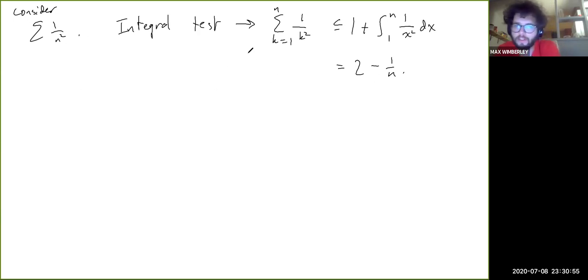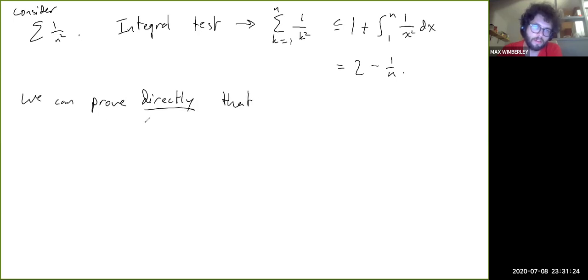Now what I want to point out to you is that, okay, maybe we used the integral test to find this bound. But now that we have the bound, it doesn't matter that we got it by using the integral test, right? The integral test in this case can function purely as a heuristic. And now that you have this bound, you can actually prove this bound directly, okay? So we can prove directly that the sum from k equals 1 to n of 1 over k squared is less than or equal to 2 minus 1 over n.